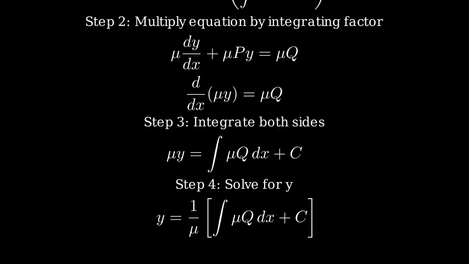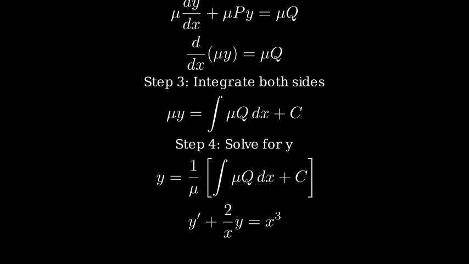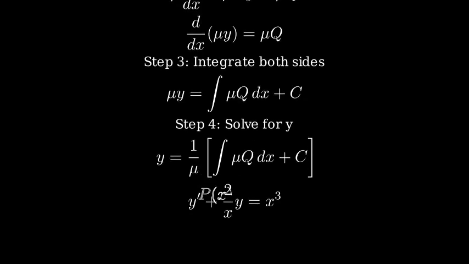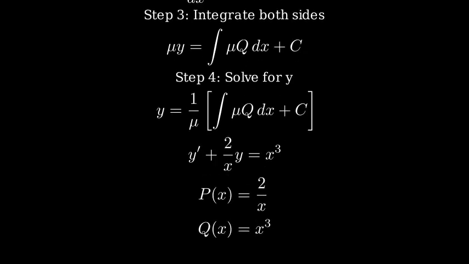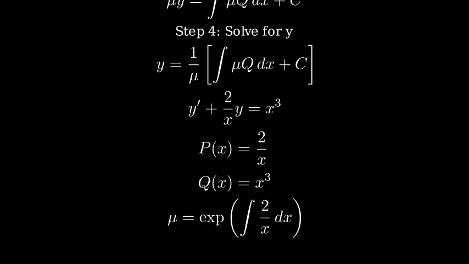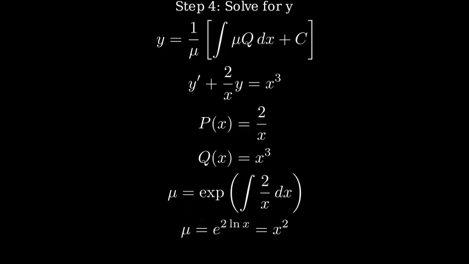Let's work through an example of a linear equation. y prime plus 2 over x times y equals x cubed. Here, p of x equals 2 over x, and q of x equals x cubed. Step 1. We compute the integrating factor. Mu equals e to the integral of 2 over x dx. This gives us e to the 2 times natural log of x, which simplifies to x squared.